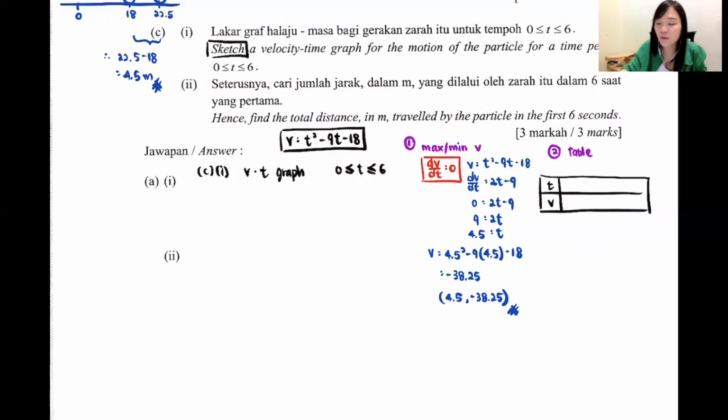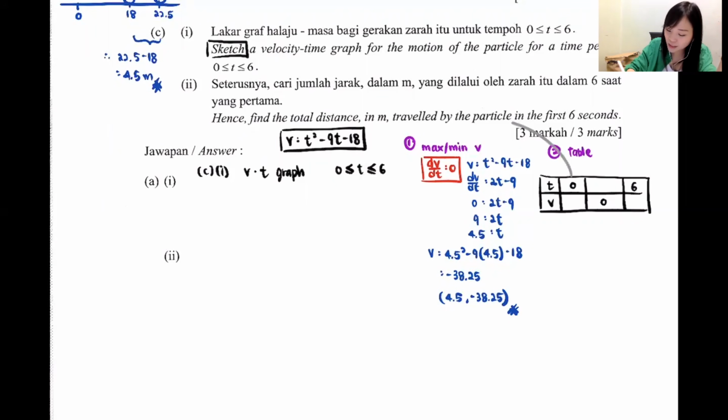So always we will find what? Do you realize they give you the domain again? 0 to 6. So you will find the 0. You will find the 6. Then other than that, you will find the x-intercept, y-intercept. X-intercept, y equals 0. Y-intercept, x equals 0. But x equals 0, I already have it. So I won't do that anymore.